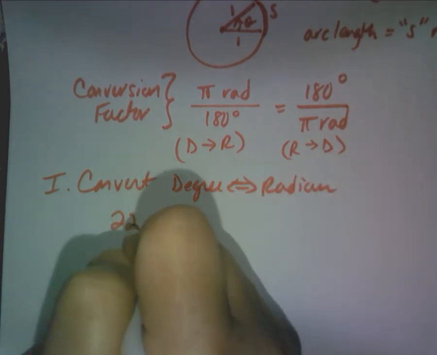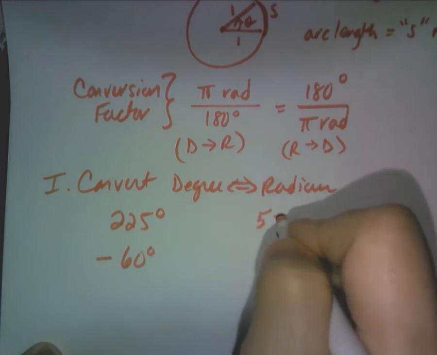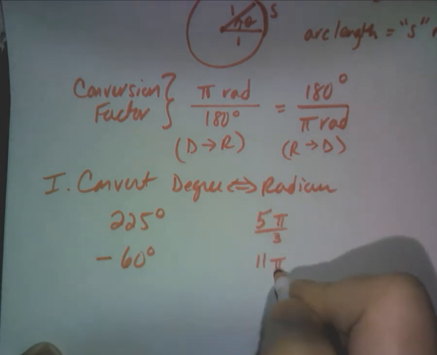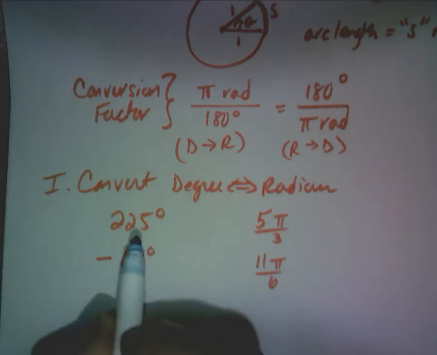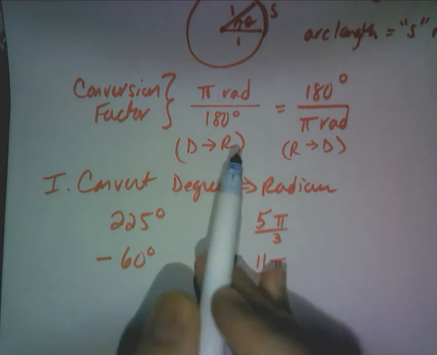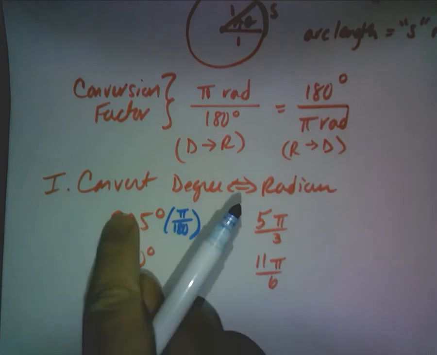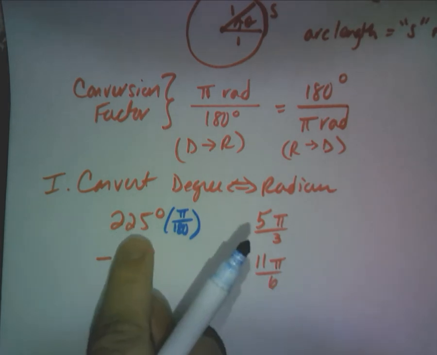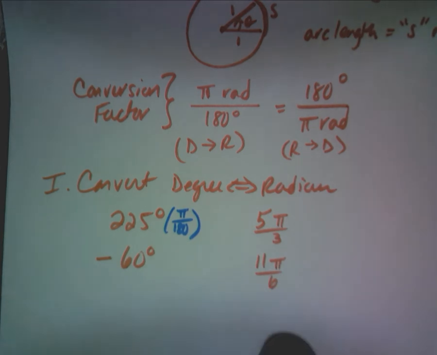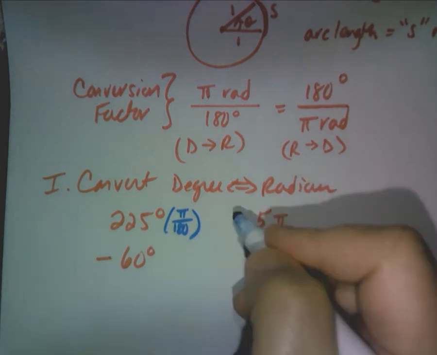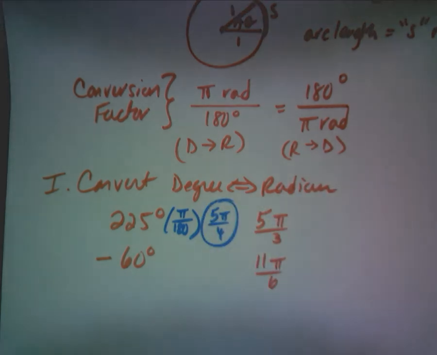So let me just give you a few here. 225, negative 60, 5 pi over 3, 11 pi over 6. Okay, and just to show you how to do that real quick. So going from degree to radian, you're going to multiply by pi over 180. And you're going to reduce this. You can put it in your calculator. You don't even worry about the pi. Just put 225 over 180 and hit math frac. 225 over 180 is 5/4. So this is just 5 pi over 4. That's what radian measure it is.